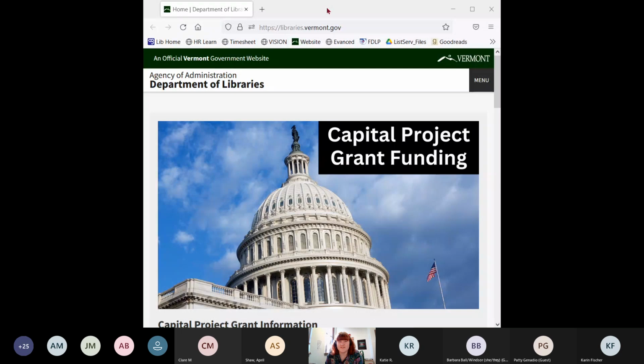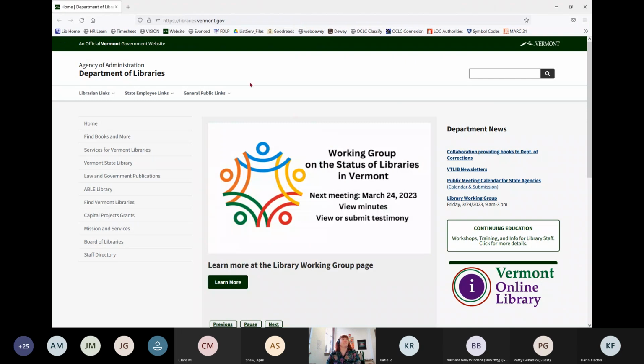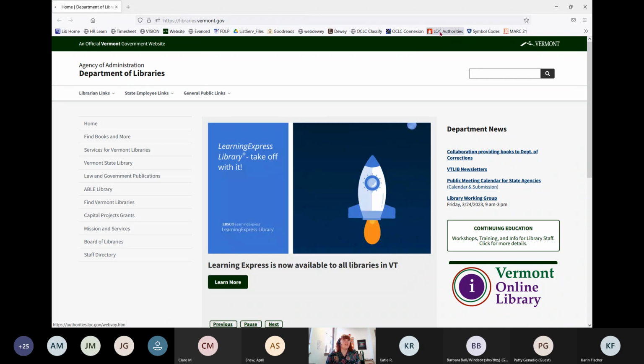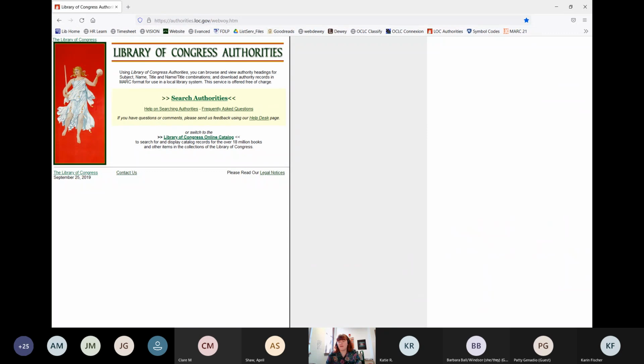Here we go. Okay. So I have, as you can see, a lot of bookmarks up here, but I always have LOC authorities at the top of my screen, and I'm going to copy this and I'll put it in the chat if you feel like following along.